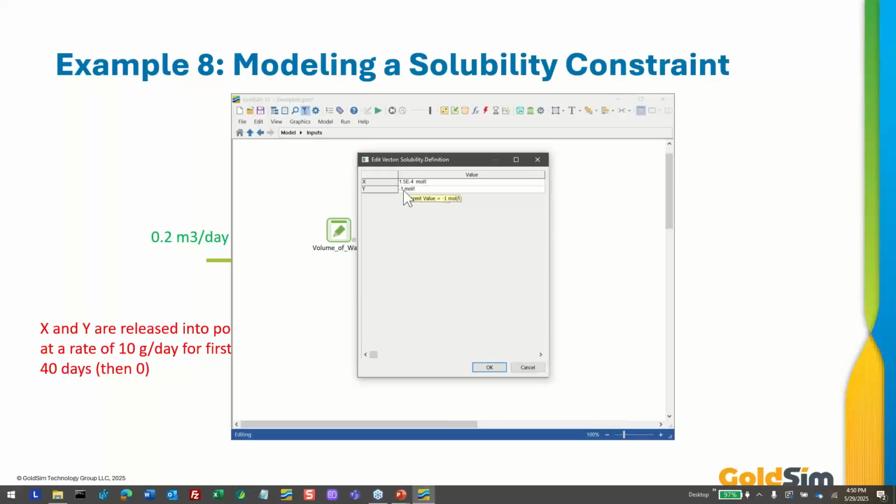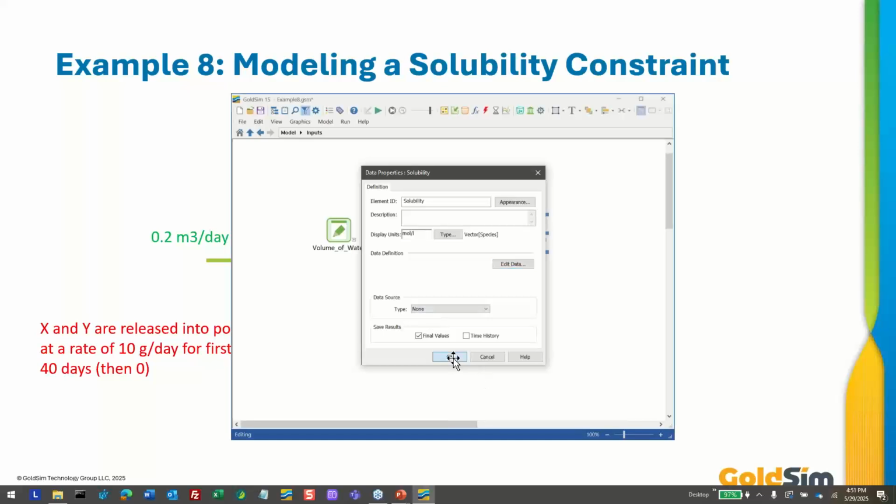The reason I put a negative number is the way GoldSim works internally. In a small model, you would never notice this. In a very, very large model, the model's going to run faster if you put in a negative number for things that don't have solubilities. The reason is when GoldSim sees a negative number, it can skip a whole bunch of calculations internally. Whereas if it sees 10 to the 10, it still has to go through those calculations to see, have we hit the solubility limit? So just a little hint: if you want a species that has no solubility limit, you just assign it a negative number.